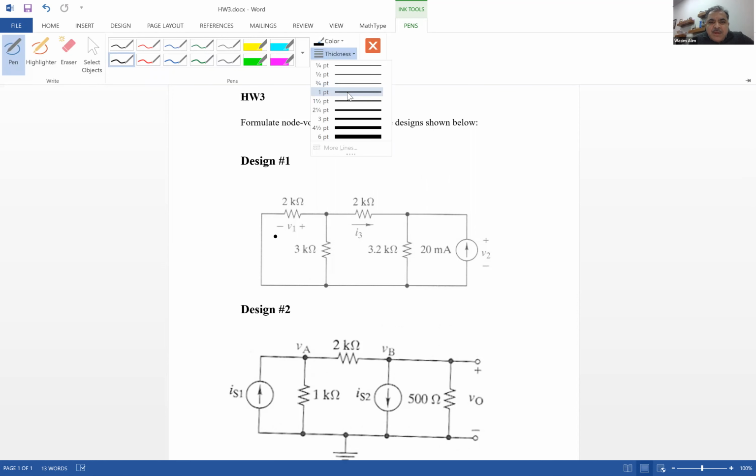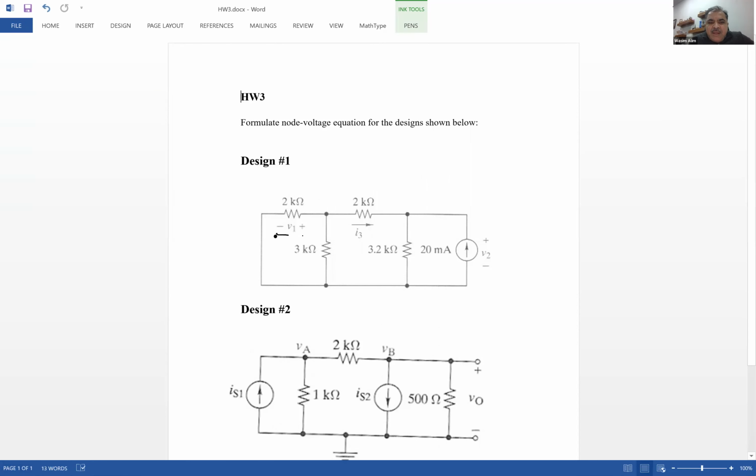Let me just reduce the font here. So let me correct you there. V1 is not a voltage source, so it's not a source at all. It's just a voltage across some resistor. This is also a voltage across this branch. In order for my source to qualify as a voltage source, it will have to be something like this independent voltage source.